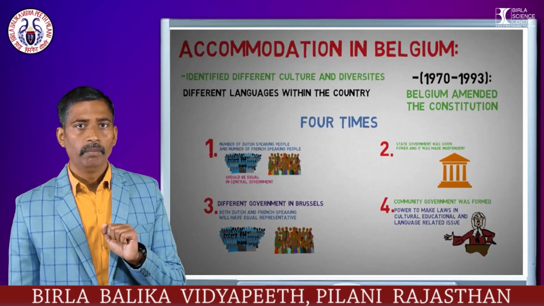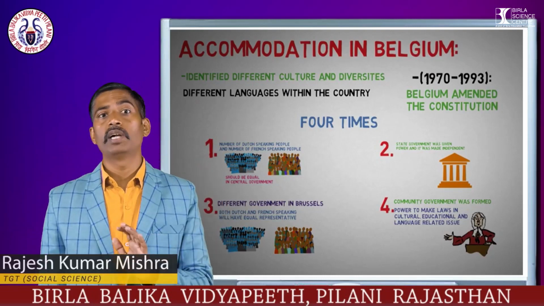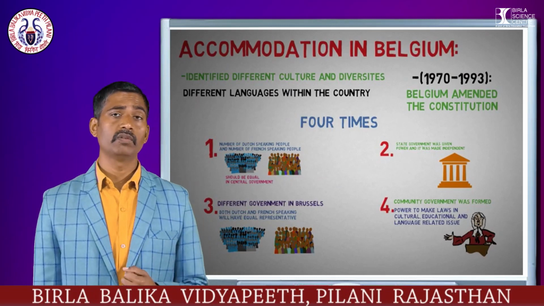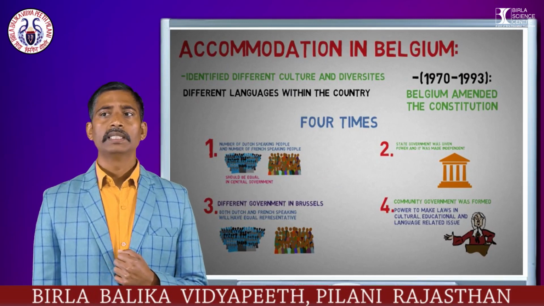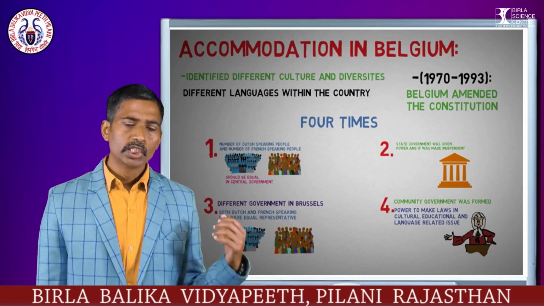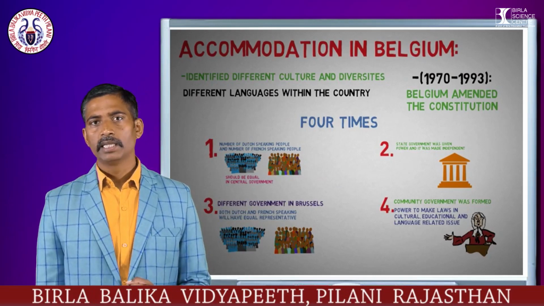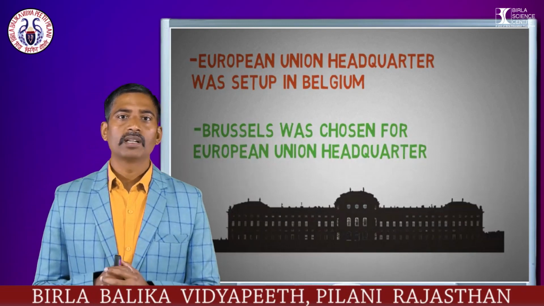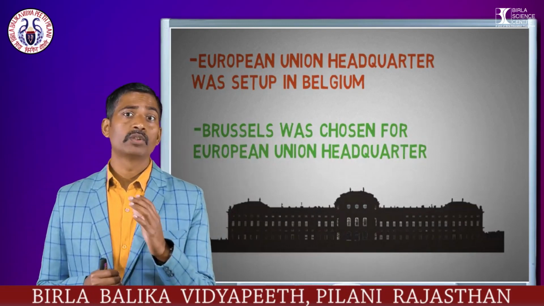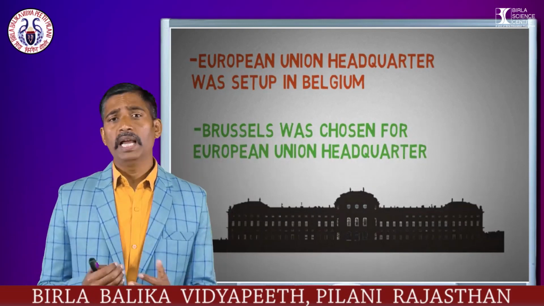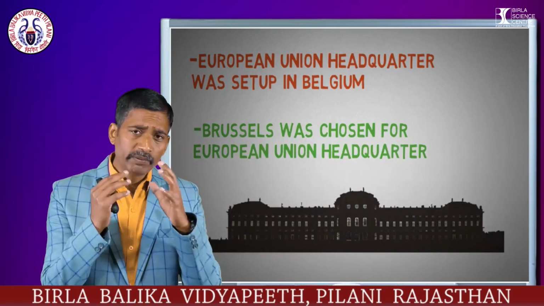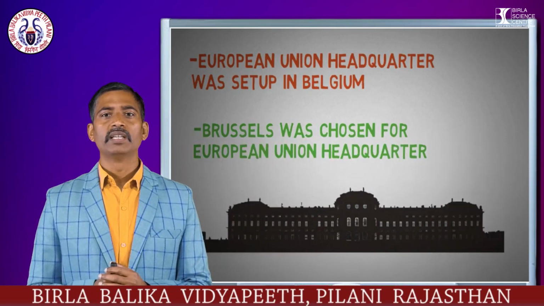The Belgium model was very complicated, but it helped to avoid civic strife between the two major communities, Dutch and French. So accommodation in Belgium was very successful, and it's a very successful model in this world. Some steps were taken to resolve the issues between the communities in their country, and they were successful. That is the reason the European Union decided to set up its headquarters in Belgium. Brussels was chosen for the European Union headquarters because they realized Belgium is the one country that set an example of how to resolve problems between communities, and how different kinds of people live together in their own country peacefully, with equal rights.